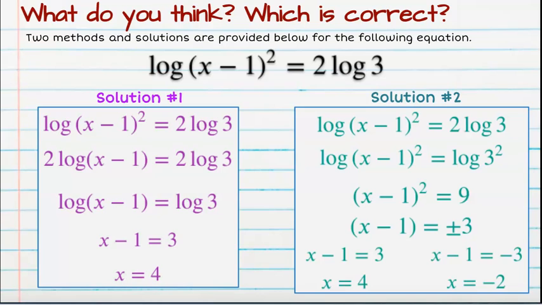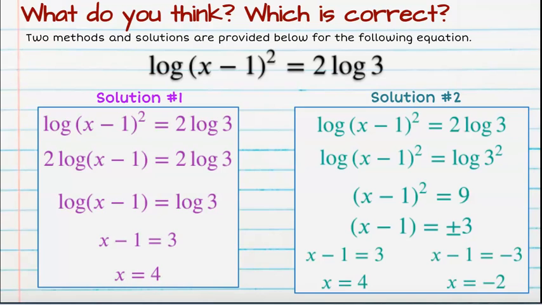So now let's look a little closer. Take a look at these two provided solutions for the equation. Which one do you think is correct? You would have noticed that solution number 1 gives one result of x equals 4. And solution number 2 finds two results of 4 and negative 2.